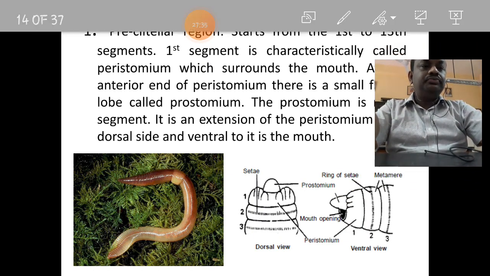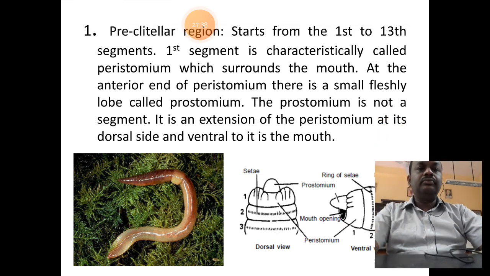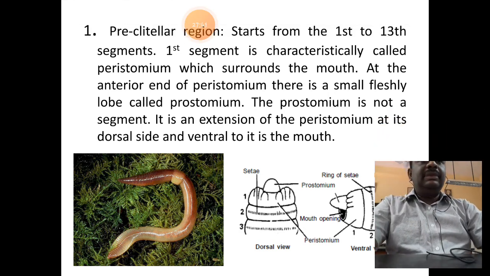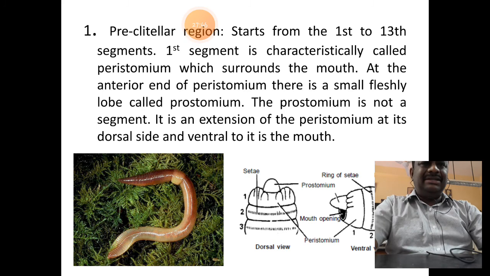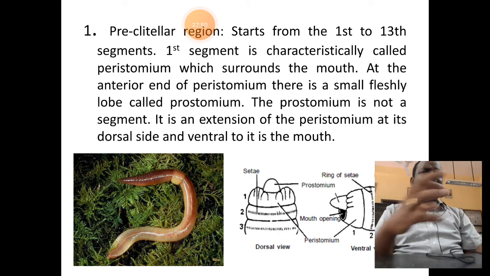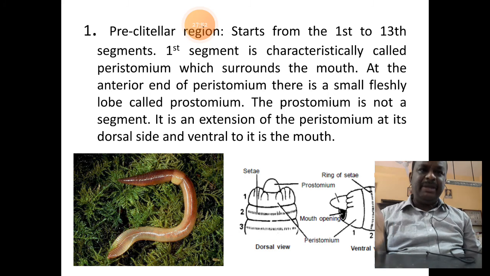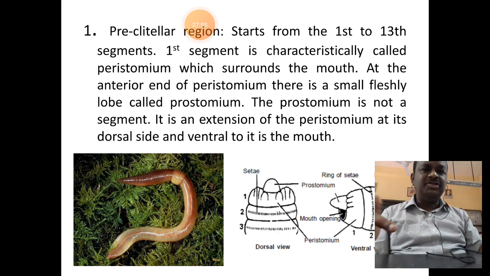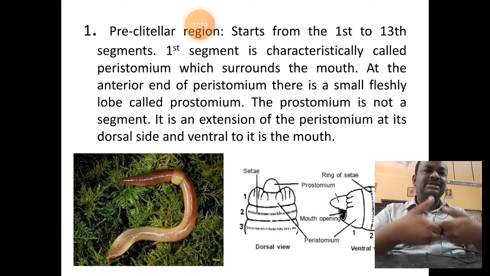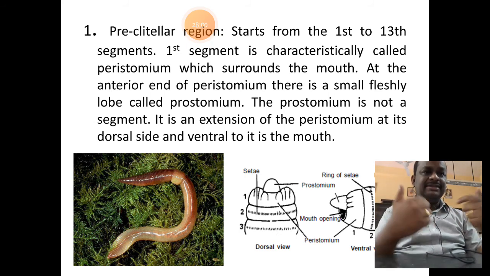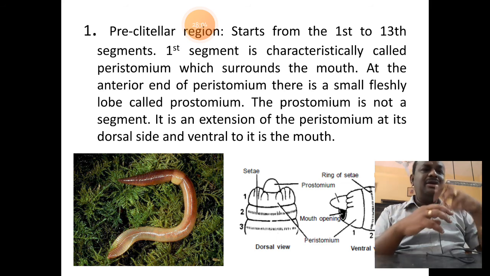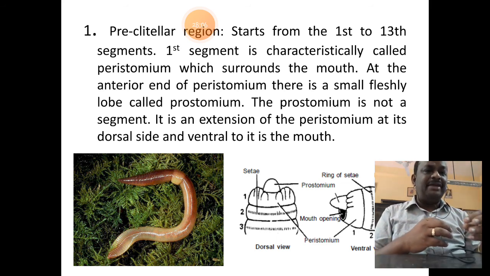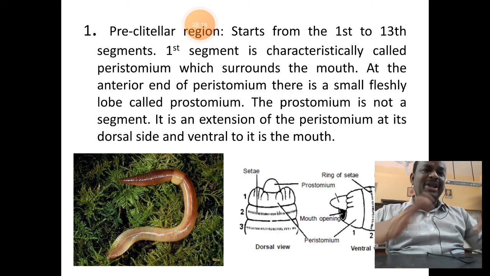Coming on to the region of Preclitellum. The Preclitellar region, as we have understood, starts from the first segment to the 13th segment. The first segment is called peristomium, which will have the mouth towards its ventral side, which is large and crescent shaped. And anterior to this region of peristomium, you have a fleshy extension of lobe called prostomium, and that region will form the preclitellar region.